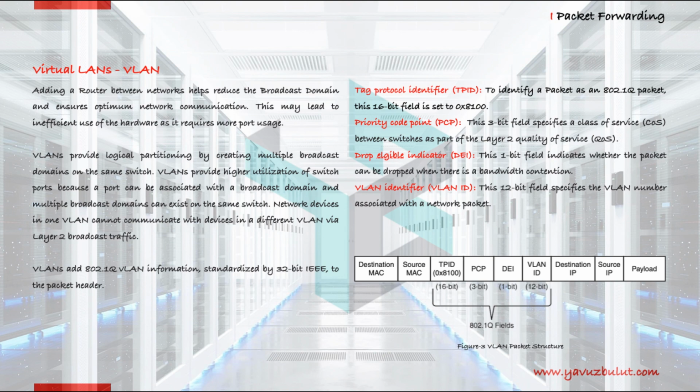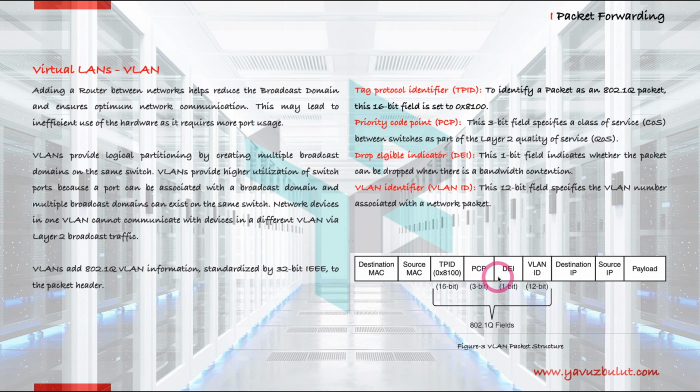The packet header of the VLANs is also as shown in the figure here. The 12-bit part is the VLAN ID and specifies our VLAN number, where the TPID is a 16-bit field set to 0x8100 to identify a packet as an 802.1Q packet, and this 3-bit field is the field that allows us to specify QoS settings as part of the quality of service between switches.